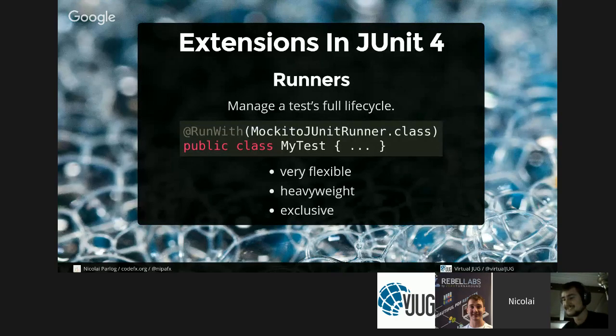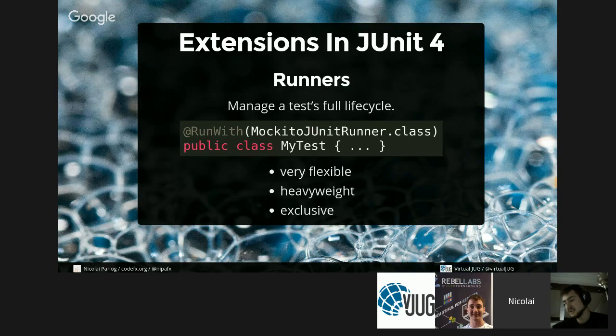Okay, cool. Sorry then. So in JUnit 4, what did you do? When 4.0 came out, and you wanted to extend JUnit and do something it doesn't do out of the box, you created a runner. And with a runner, you could do everything. And you also had to do everything, which means that it was kind of heavyweight, and it was also exclusive. This is the major drawback. You could not have two runners on the same test class. So that didn't go so well.